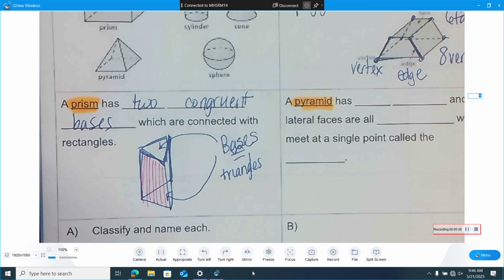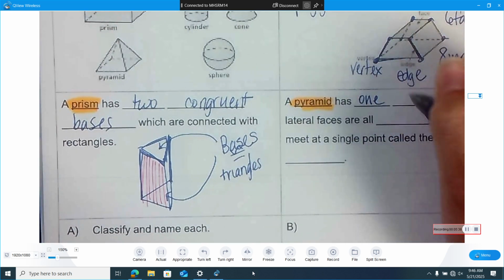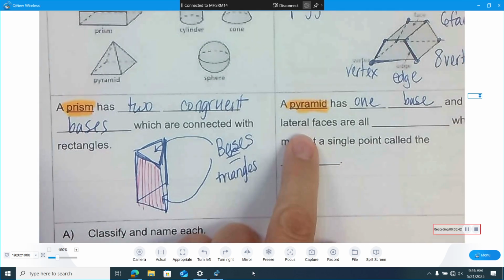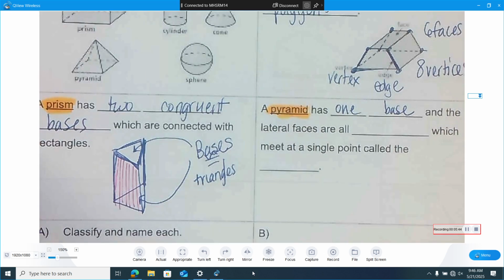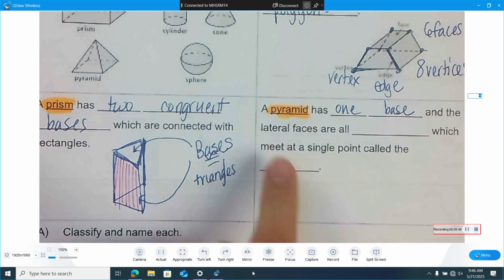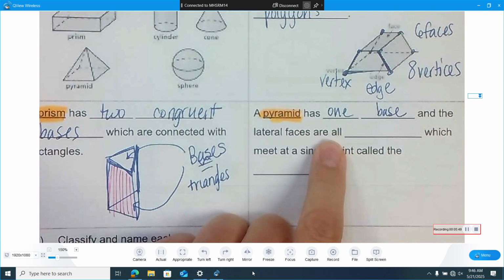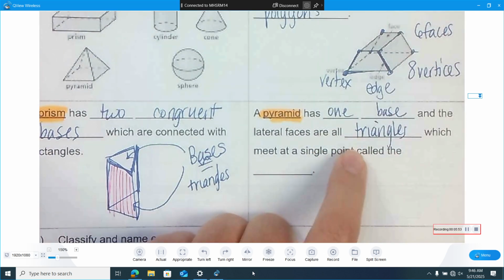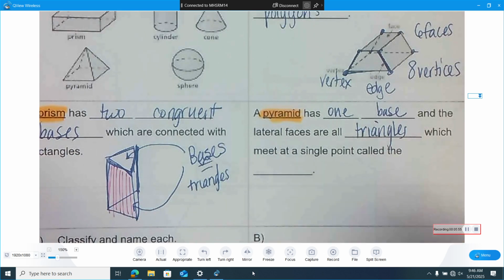A pyramid has one base, only one base. And the lateral faces, and by lateral we mean the sides, okay, the lateral sides, are all triangles, which meet at a single point called the vertex.